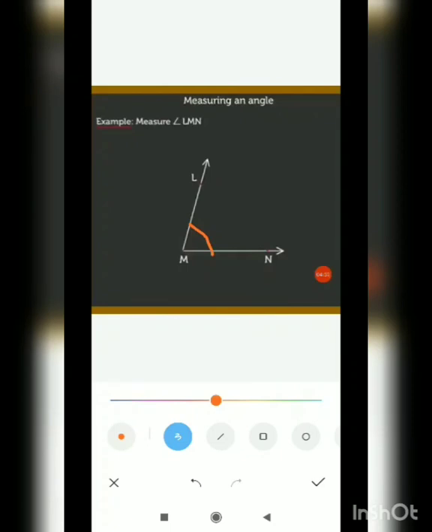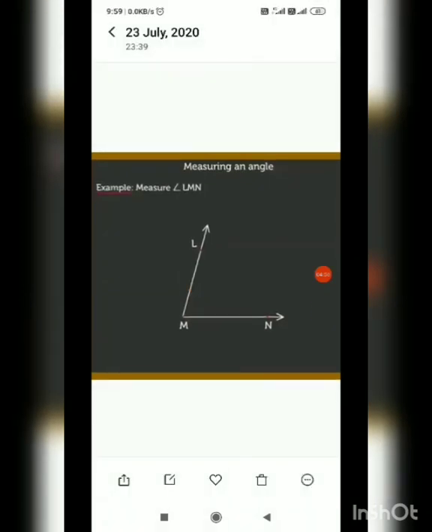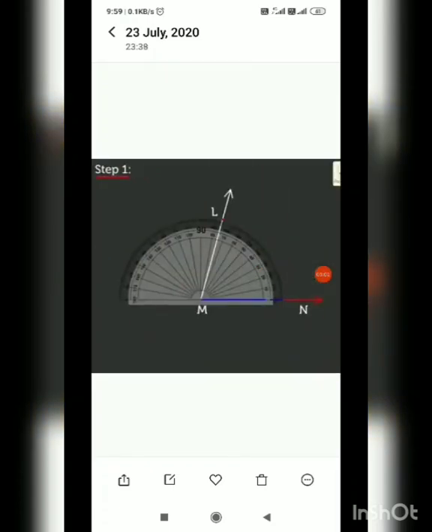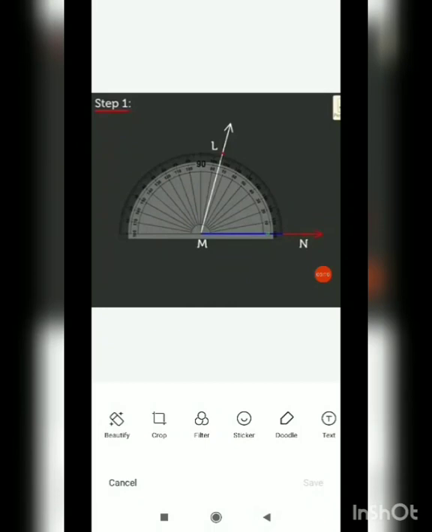Okay, so to measure this value we have a few very simple steps. We are moving to those steps. First step: first of all, you have to use a protractor in a perfect way. How should you use it? For using a protractor, it is quite simple.